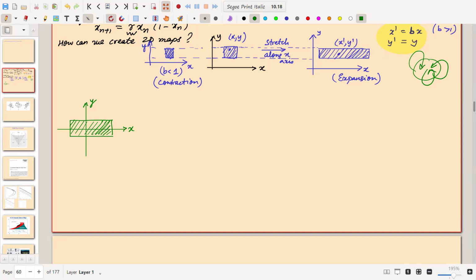So why do you need it? Why do you stretch and fold it? So that it mixes properly. The same idea is followed by chaos. In chaos, all the phase space is again stretched, again folded, again stretched, again folded.